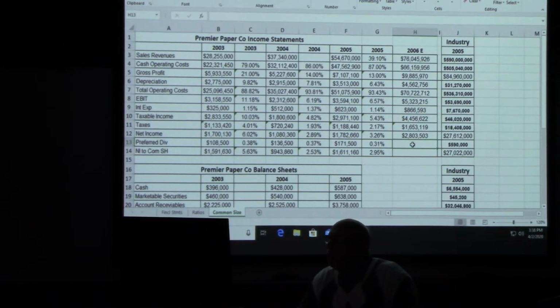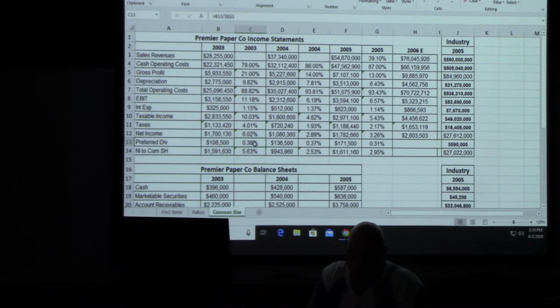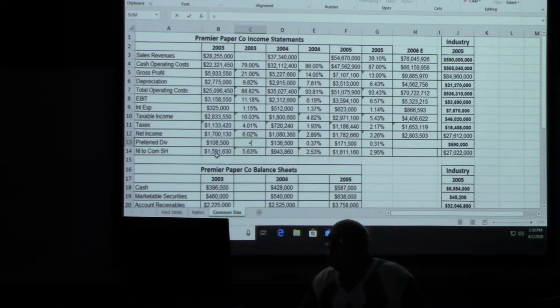And our preferred dividend is really, let's go ahead and turn this into a payout ratio, and that's equal to that divided by net income. And let's copy that there, and let's copy that there.